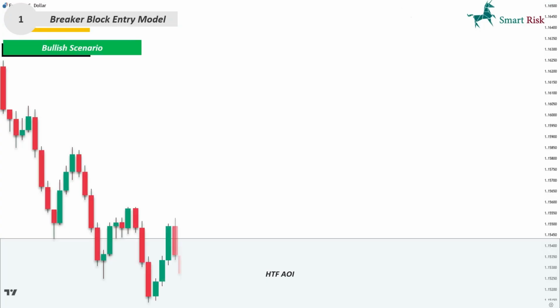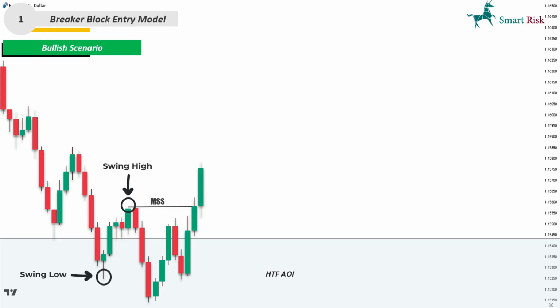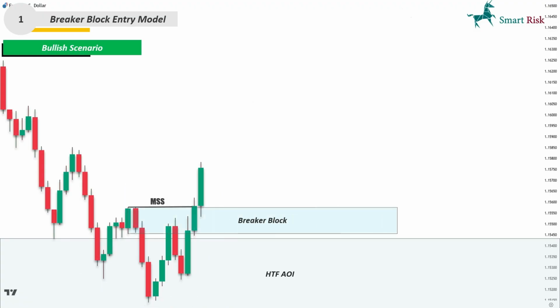We zoom into a lower time frame and closely monitor for signs of reversal. The first thing we need to see is a clear market structure shift, or a strong change of character, on the lower time frame. That becomes our first layer of confirmation. For a valid bullish breaker block, the price should first create a swing low, then a swing high, followed by a lower low. After that, we need to see an immediate expansion move to the upside that breaks structure and confirms the shift. In this case, the up-close candle, or series of up-close candles, formed between the first swing low and the swing high becomes your breaker block zone. That is the area you use to plan your long entry.